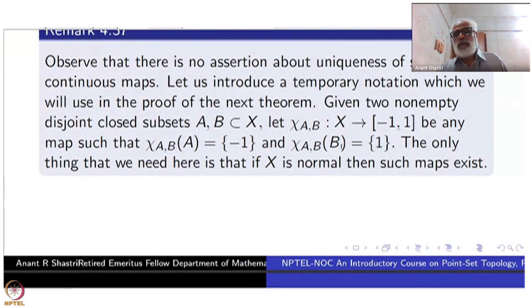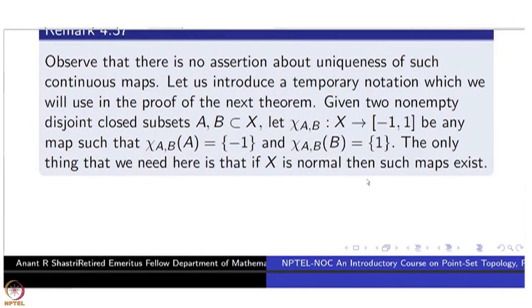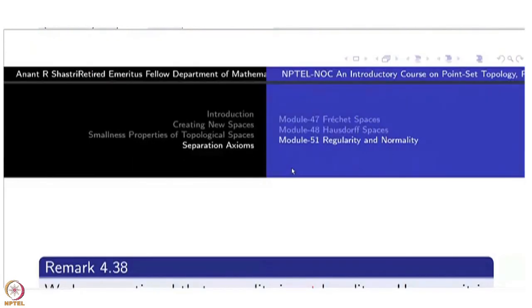There are many of them, okay? Any of them I will just call chi of AB, depending upon the context. All that I need is that it has this property, it is defined on the whole of X, and it is continuous. That is why I am just writing chi of AB. The only thing that we need here is that if X is normal, then such continuous functions exist. So choose any one of them and temporarily write it as chi of AB. I am going to use it next time.